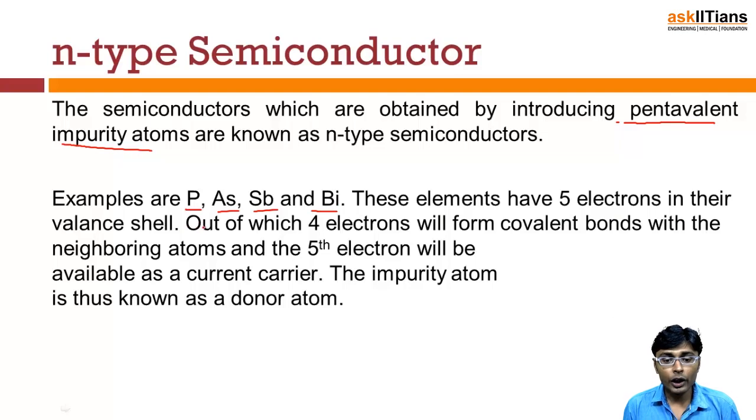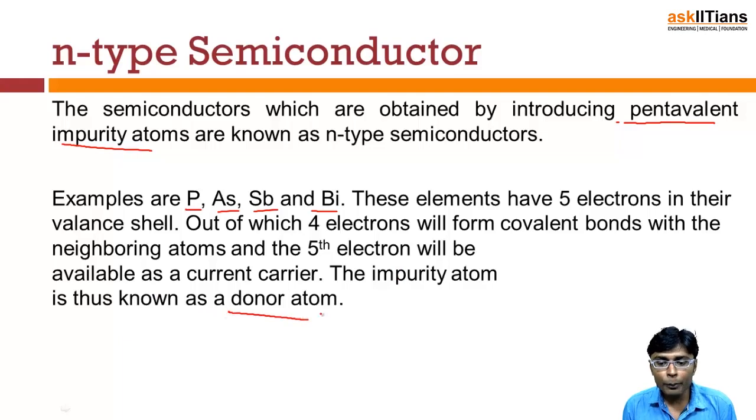shell. See, this impurity has 5 electrons in its outermost shell. Out of these 5 valence electrons, 4 electrons will form covalent bonds with the neighboring silicon or any pure semiconductor, and the 5th electron will be available as a current carrier, right? So that will act as a current carrier. The impurity atom is thus known as a donor atom.